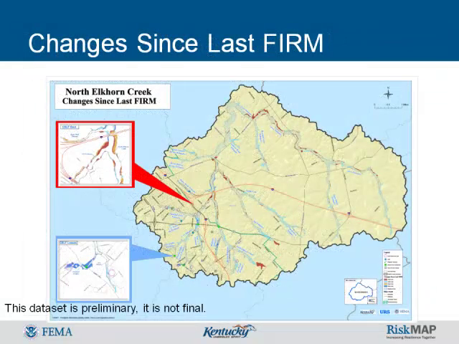The changes since last FIRM dataset is a spatial dataset that provides information regarding changes made to the special flood hazard area and floodway boundaries during the course of an updated study. This graphic is an example of what the changes since last FIRM dataset will look like. The call-out box in red demonstrates where there are gains in the special flood hazard area, and the call-out box in blue demonstrates where there are losses in the special flood hazard area. In this example, the changes in the floodplains are based on preliminary data and are not final.